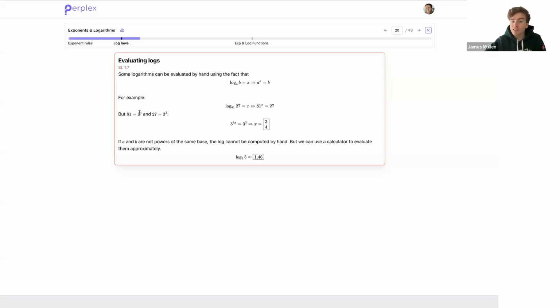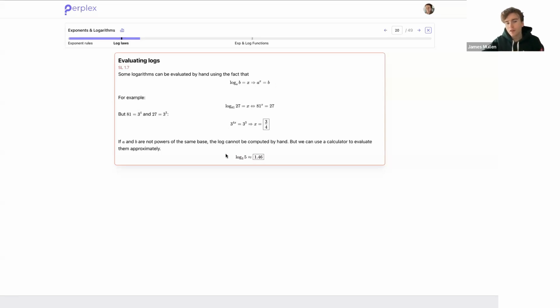But I know that 81 is 3 to the power of 4, and I know that 27 is 3 to the power of 3. So if I have 3 to the power of 4, to the power x, that is 3 to the power of 4x, and that's supposed to be equal to 3 to the power of 3, which means that 4x is equal to 3, which means that x is equal to 3 over 4.